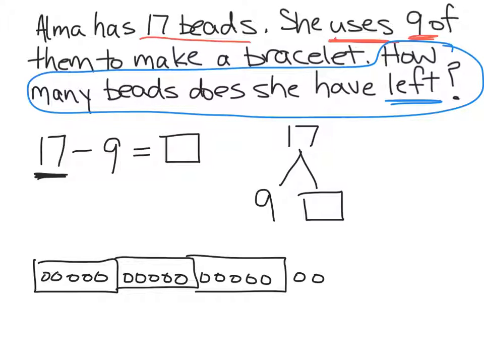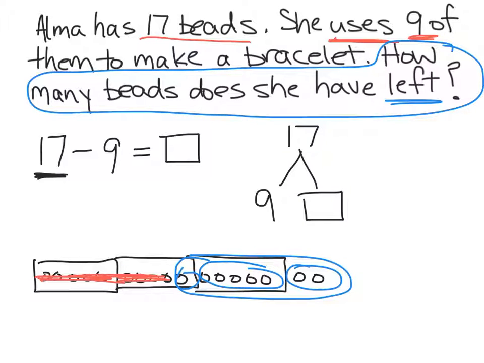Now I know she takes 9 of those beads away to use for a bracelet, so I'm going to take 5 away and 4 more to make 9 beads that she takes away. Then I'm going to circle my leftover beads. And I can count. I have 5 here in this box. 1 more is 6, 7, 8. So I know she has 8 beads left after she uses 9 for a bracelet.